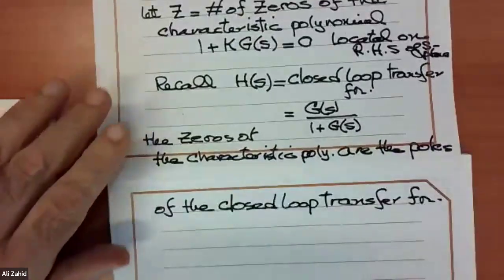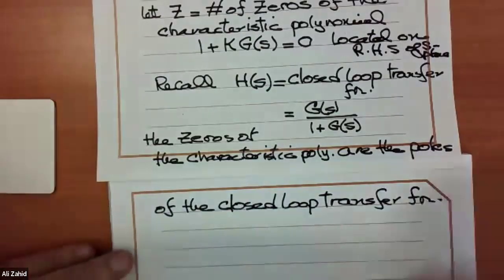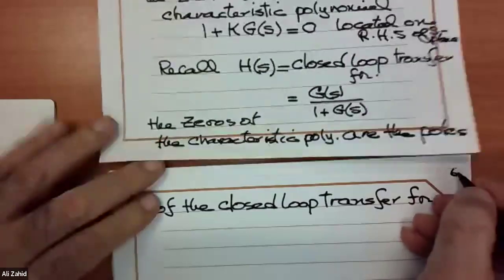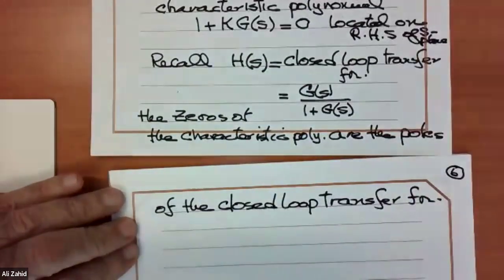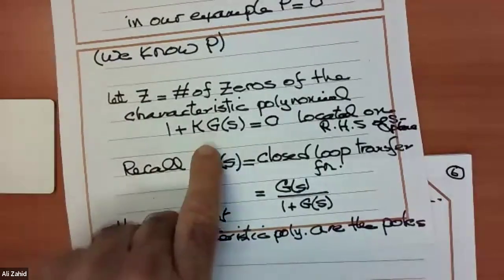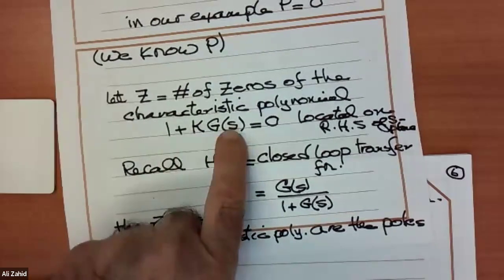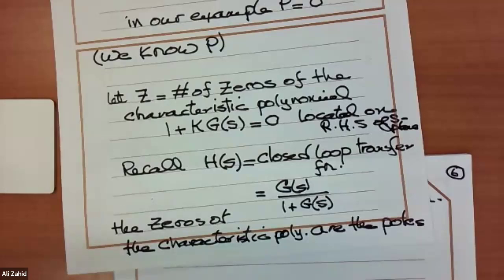Yes. That makes sense. Do I know Z? No. Why? Because it's a function of what? Function of K. The roots of this polynomial are going to change as you change what? As you change K.